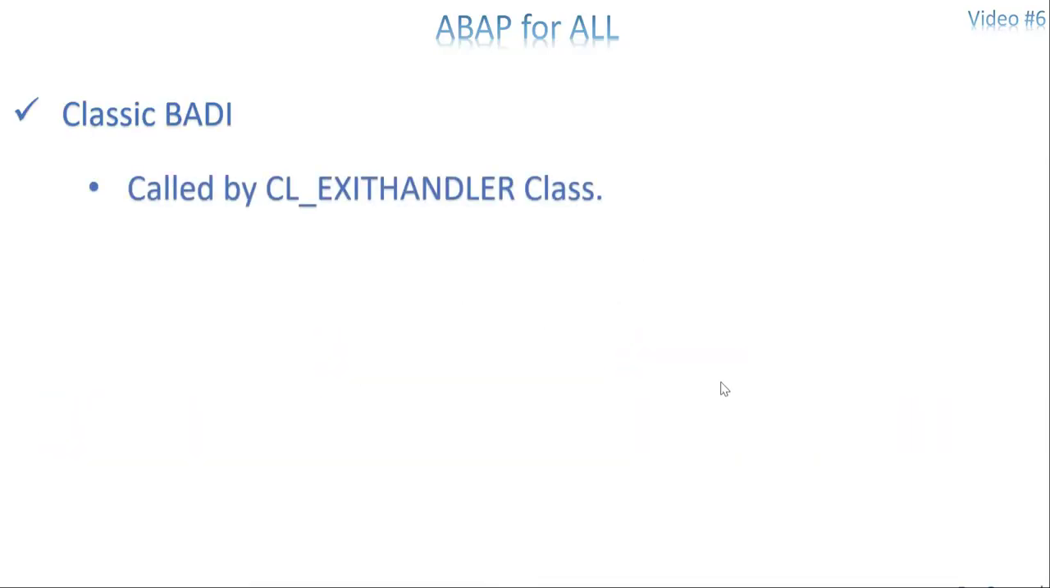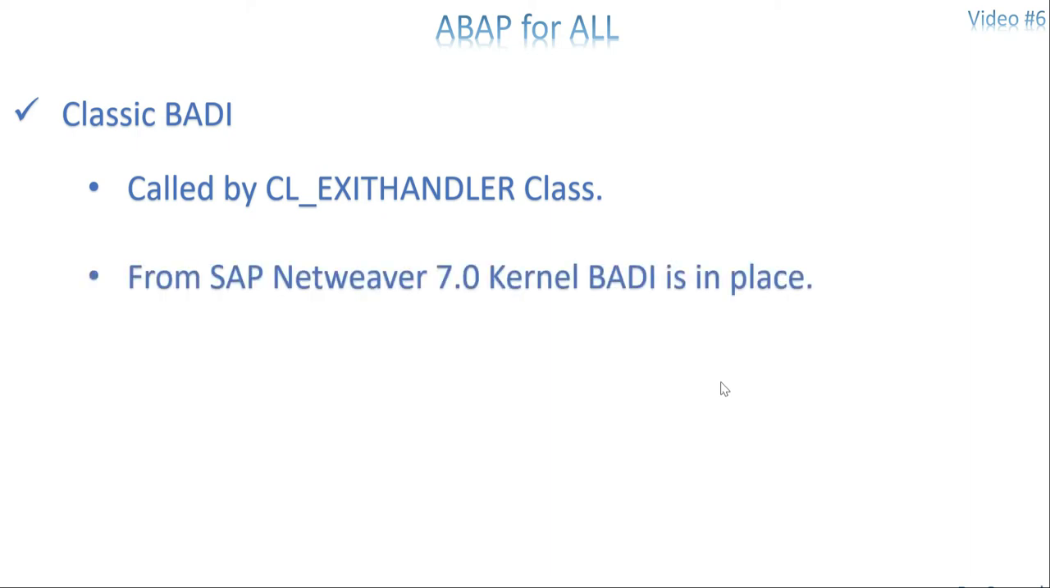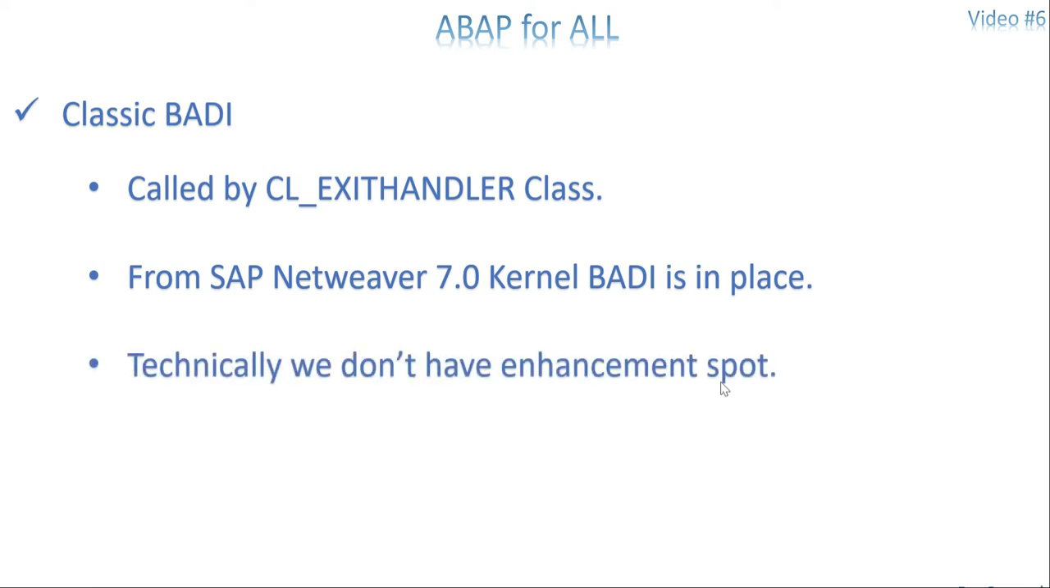The classic BADI is called with the help of CL exit handler. These are just a reference for you. And your kernel BADI is called using the CALL BADI statement or GET BADI statement. From SAP native 7 onwards, kernel BADI is in place. And technically, we don't have an enhancement spot for classic BADI. You might have noticed in my previous video, I showed the screen difference between classic and kernel BADI. Actually, I forgot to mention that particular place. So today I will show you that you're not able to find any enhancement spot for classic BADI. That is one of the differences you might notice if you are working on classic BADI.